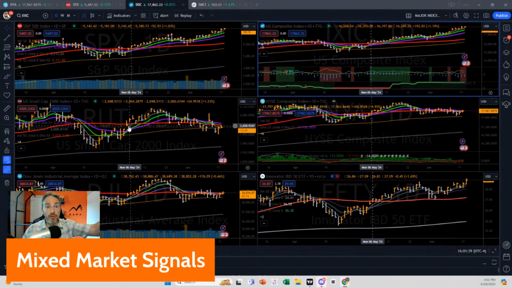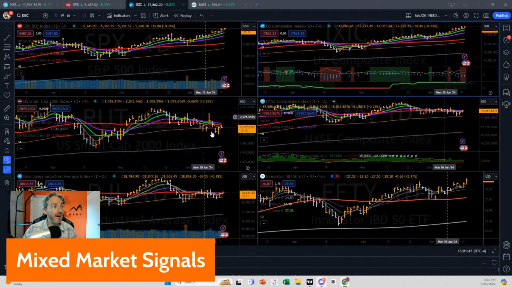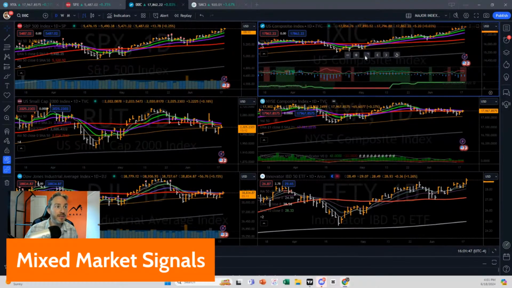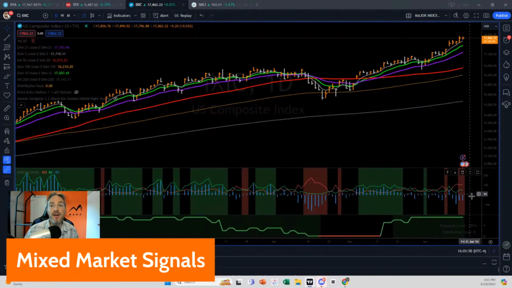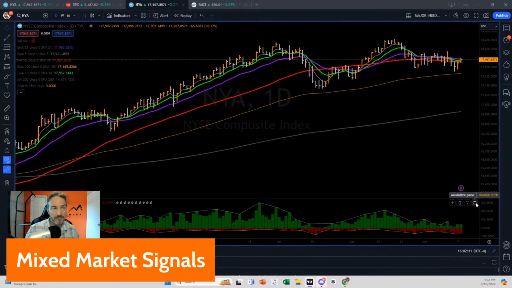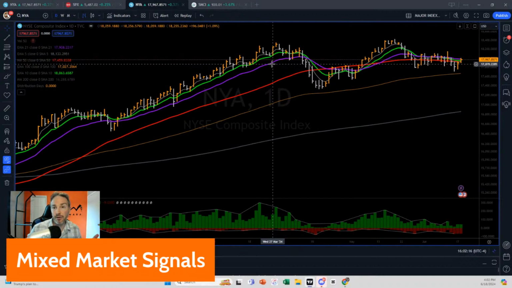The Russell's below the 50-day moving average. It keeps on hitting its head around the short-term moving averages. You have the Nasdaq over here. This indicator is the number of stocks making new 52-week highs versus new 52-week lows. You have more stocks making new 52-week lows right now than 52-week highs. The same thing is happening over on the NYSE. And you have some stocks working fantastically and others are not.